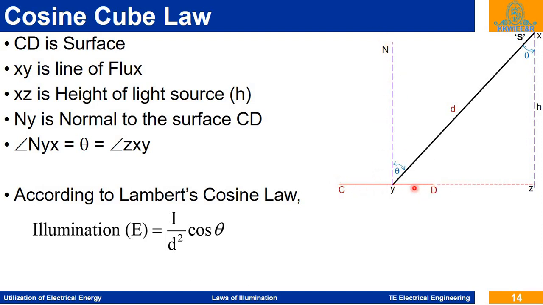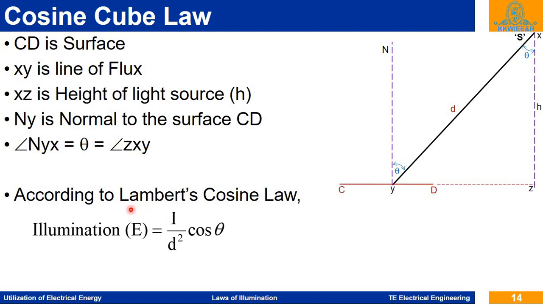NY is a normal to this plane CD. XY is a line of flux or the incident light rays from this point source S. XZ is a height of light source, or the light source is mounted at the height h from this level, or from this CD plane at a height h. The angle NYX, so this is theta, and the angle ZXY is theta. So with this normal or perpendicular distance from this light source to this surface, or the normal to this plane CD, and the light rays angle, it is theta.